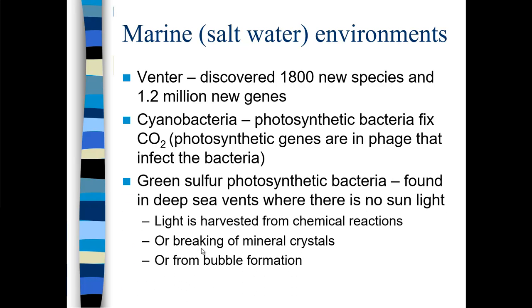There are also other types of bacteria called green sulfur photosynthetic bacteria. They use carbon dioxide, but they don't necessarily produce oxygen. And you find these in deep sea vents where they harvest light from chemical reactions or from just the friction of breaking mineral crystals or bubble formation. And they will harvest the light and then they will be able to use that light in order to convert CO2 to glucose.